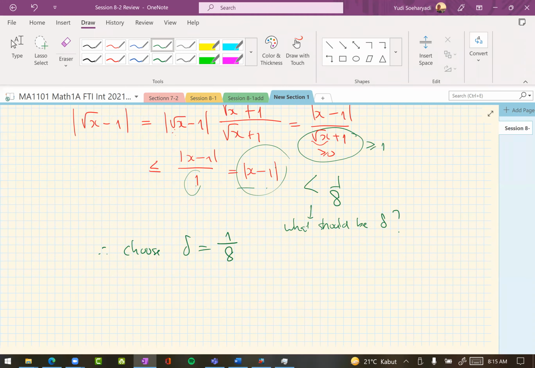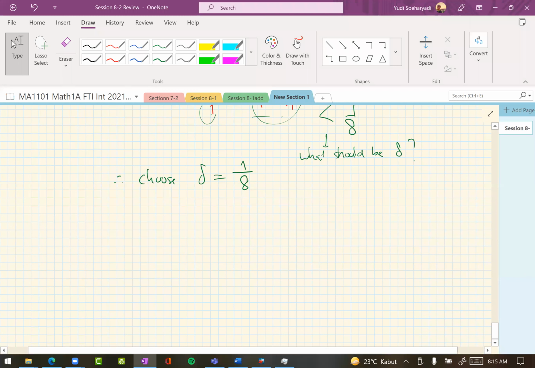Can you show us one more example where the delta is not the same as the epsilon? Let's do some simple thing. Actually, same delta as the epsilon is one rare thing. So let's do some more examples.